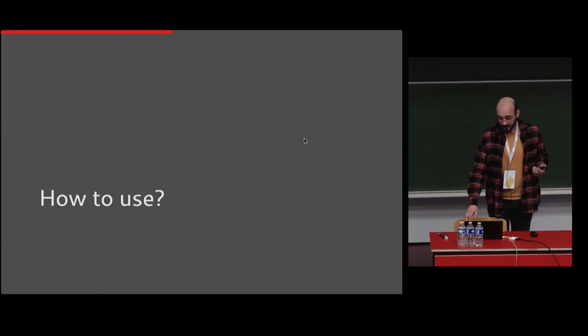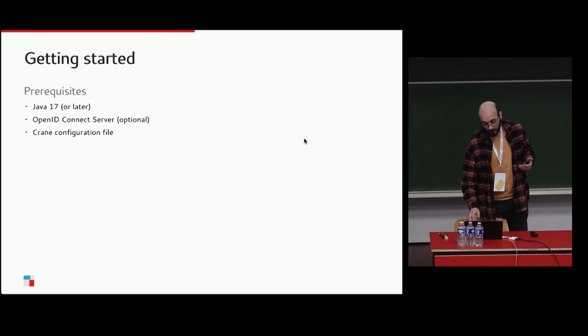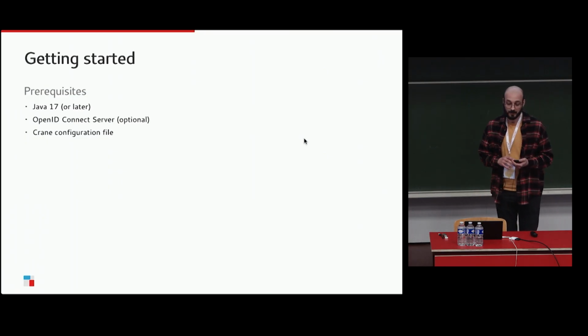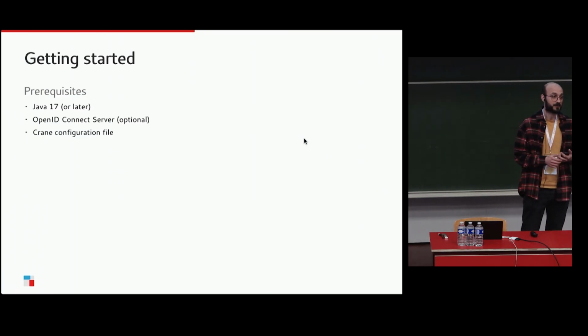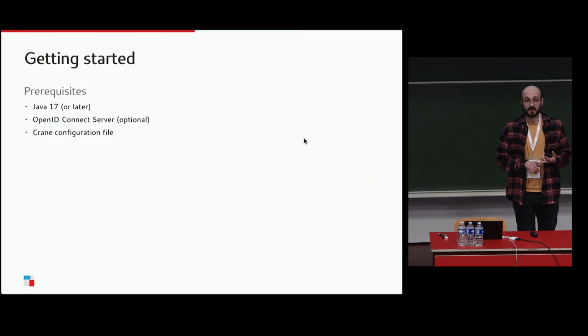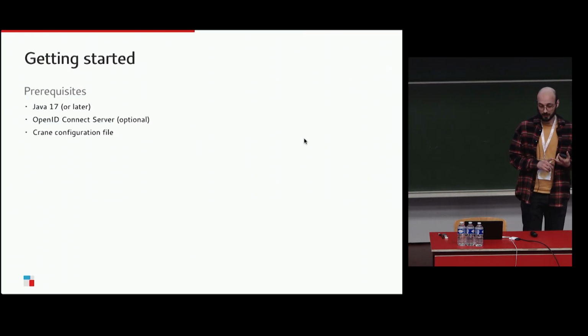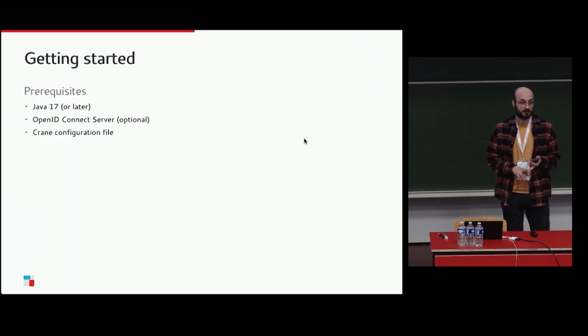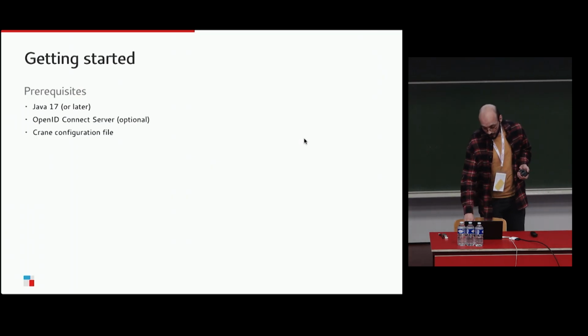How do you use Crane? Well, there are three prerequisites. In this case, you need Java 17 or later. You need an OpenID Connect server, but this is optional. And lastly, a configuration file for Crane. I'm going to focus on the configuration file for Crane.